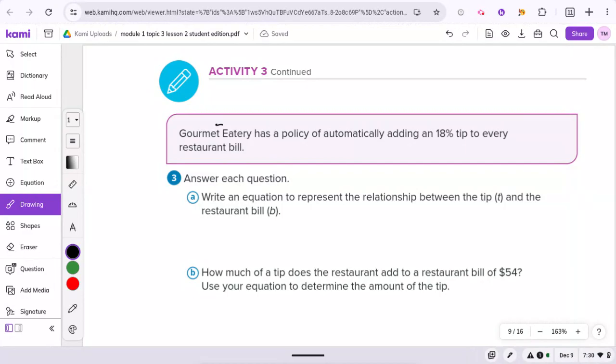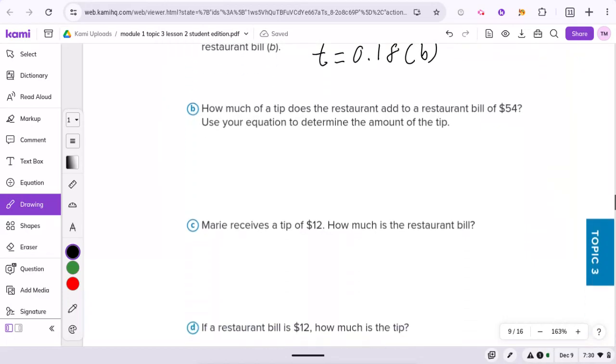You'll use a similar process for this, just different numbers. This one's going through an 18% tip. So for this one, it's asking you to write an equation. T would be the tip, and you'd put 0.18 for the percentage of 18, and then times the letter B for the amount of the bill. Then from there, you just have to plug the numbers into the equation.